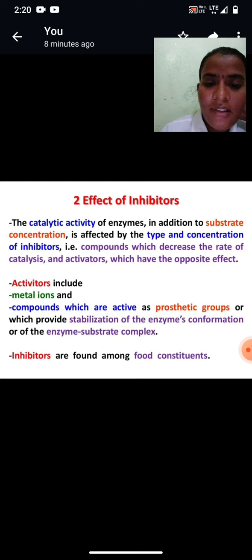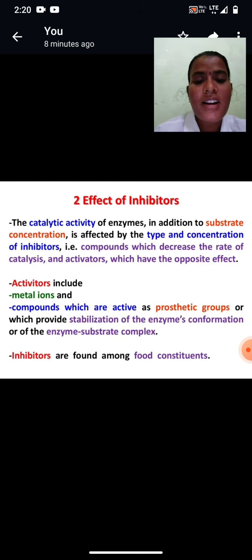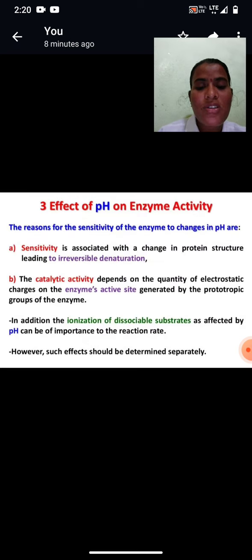Second one, effect of inhibitors. The catalytic activity of enzymes in addition to substrate concentration is affected by the type and concentration of inhibitors. Activators include metal ions and compounds which are active as prosthetic groups or which provide stabilization of the enzyme's conformation or of the enzyme substrate complex. Inhibitors are found among food constituents.